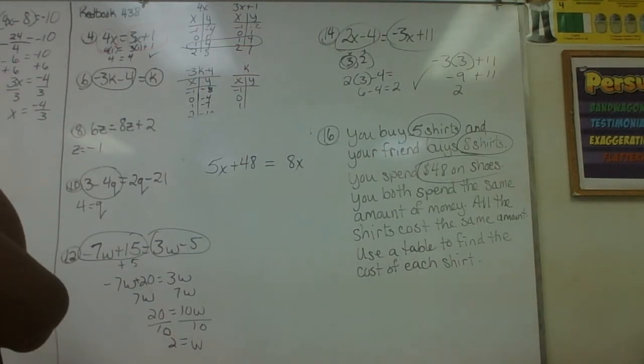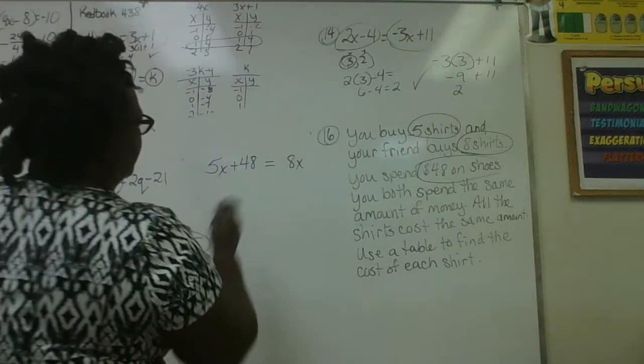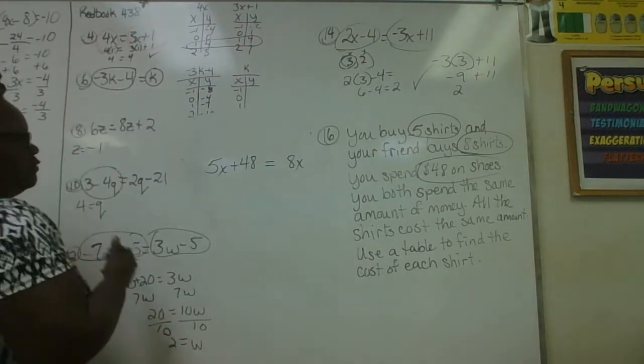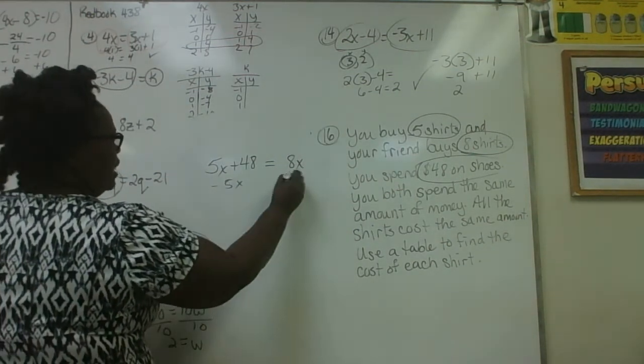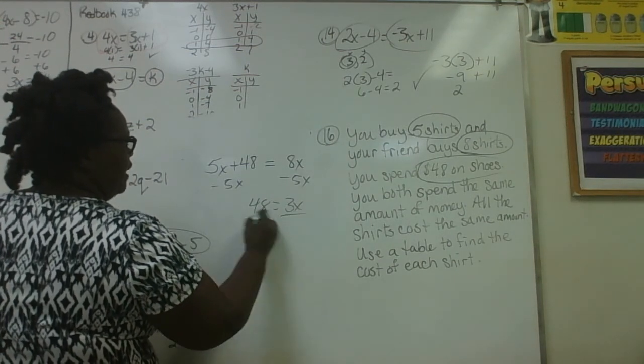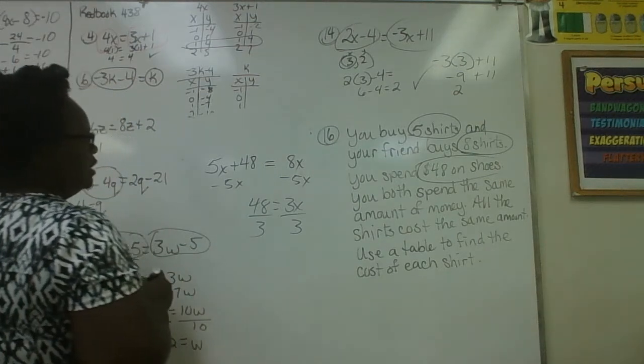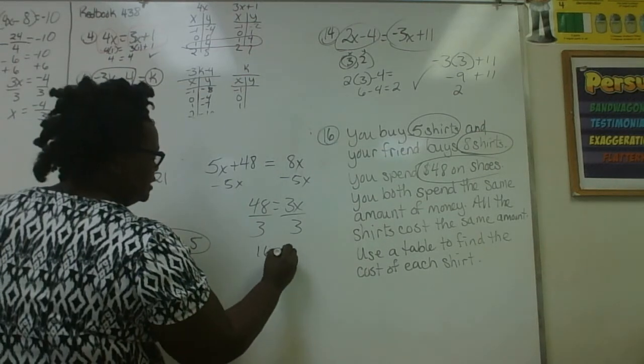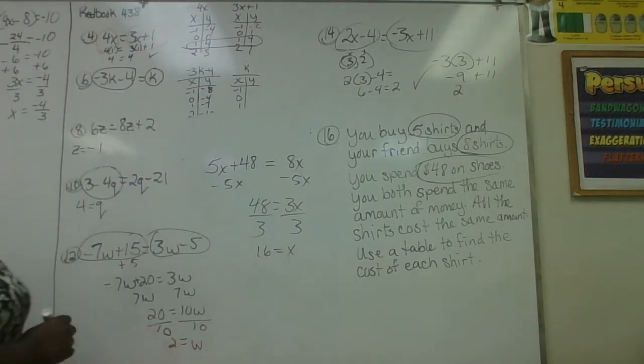In order to do that, we make them equal. So let's go for it. Minus 5x on both sides. 48 is equal to 3x. Divide both sides by 3, and you will discover that 16 is equal to x. All right, well, now we want to check that.